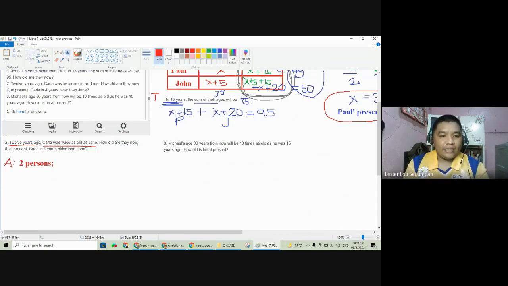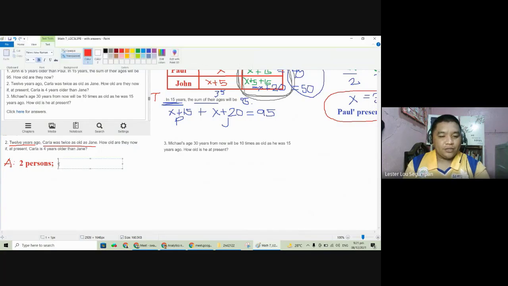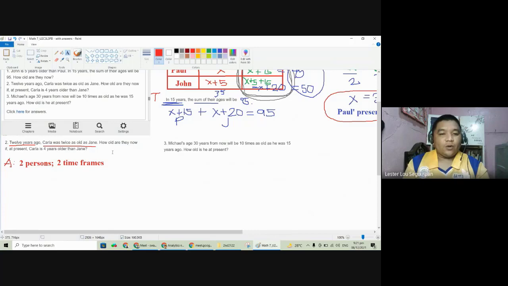How old are they now if at present? That's a little bit of a redundancy, but just to emphasize, at present, so aside from the past, we are now talking about the present. So aside from two persons, you also have two time frames. So this is now the situation for step A, abridging. Next, C, conceding, meaning giving a correct representation for all the situation here.